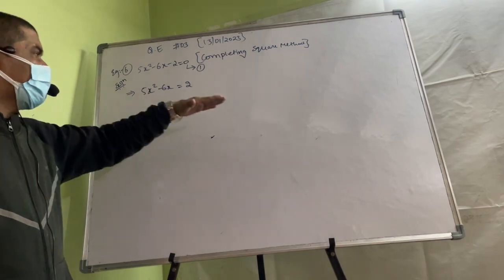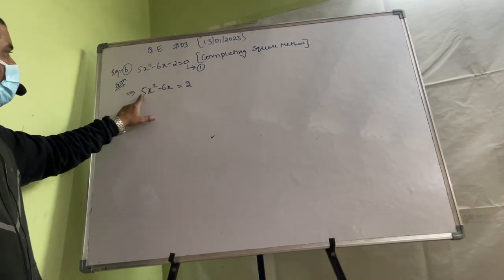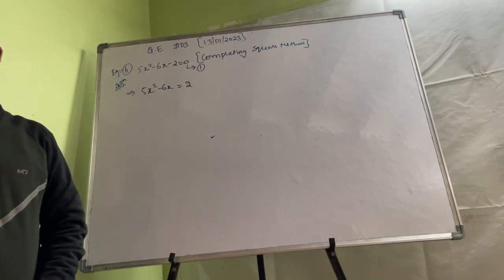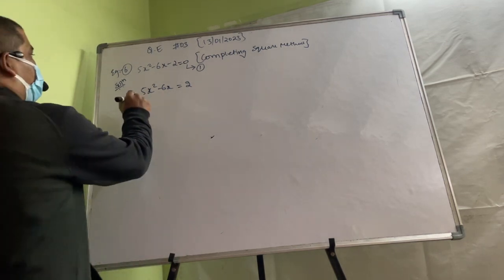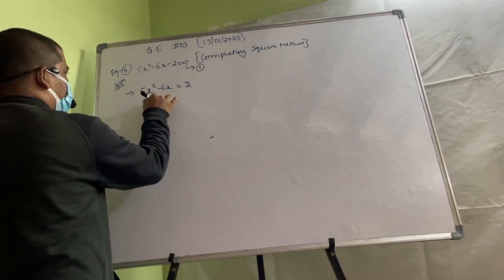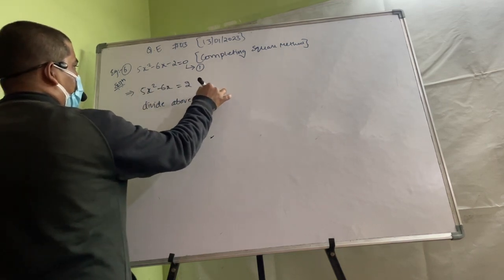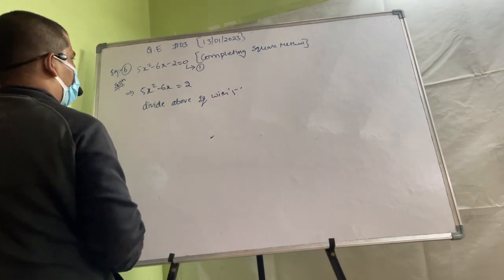So divide the complete equation by 5. Whatever number is here, that number you have to divide the whole equation by. Clear? The complete equation you have to divide by that 5. Okay? Divide the above equation by 5. Okay, everyone?